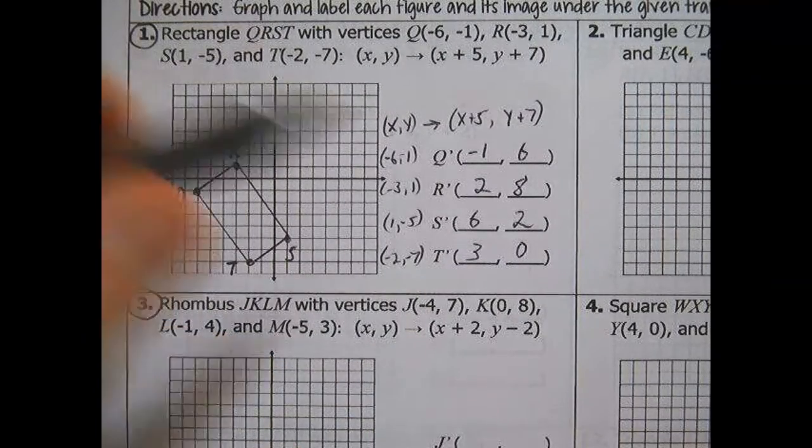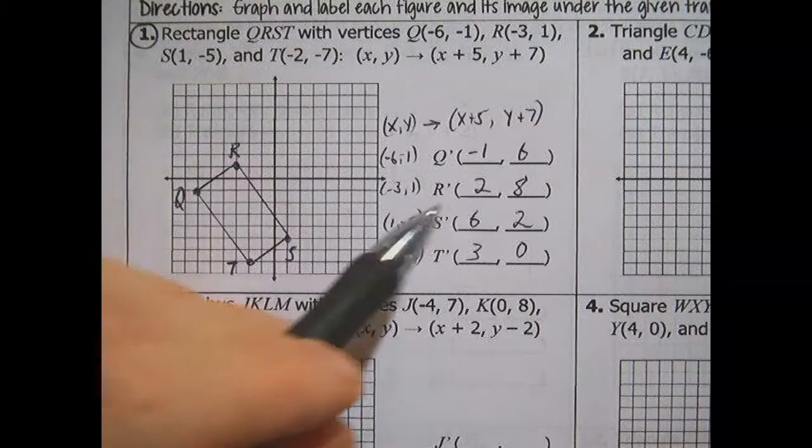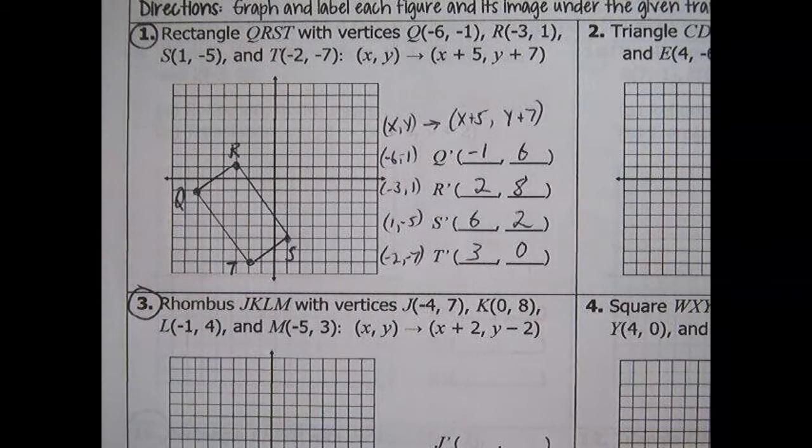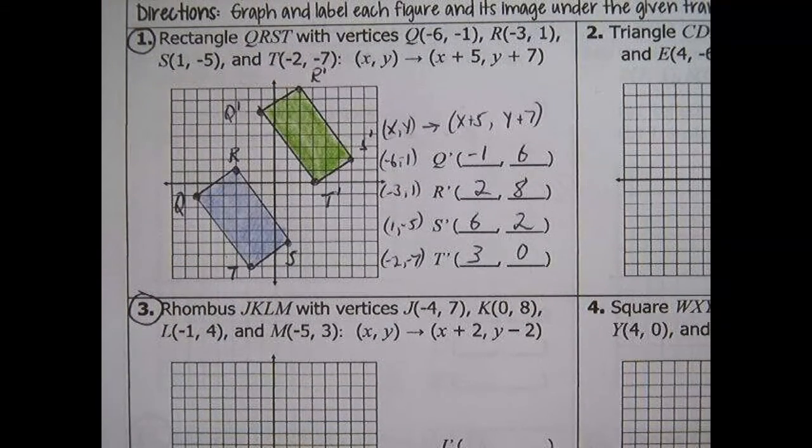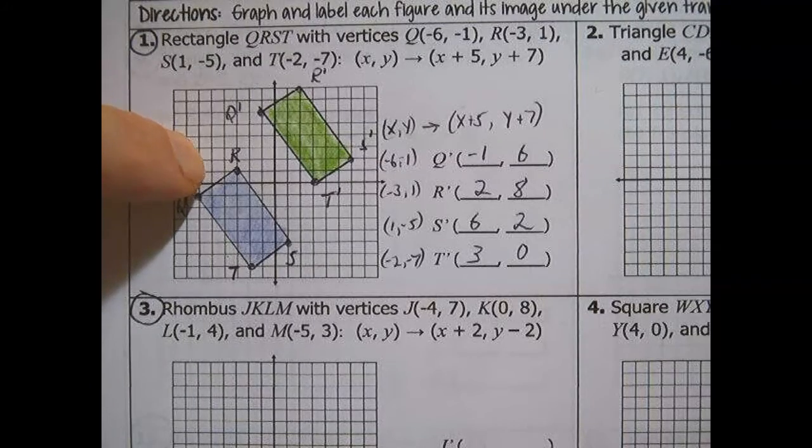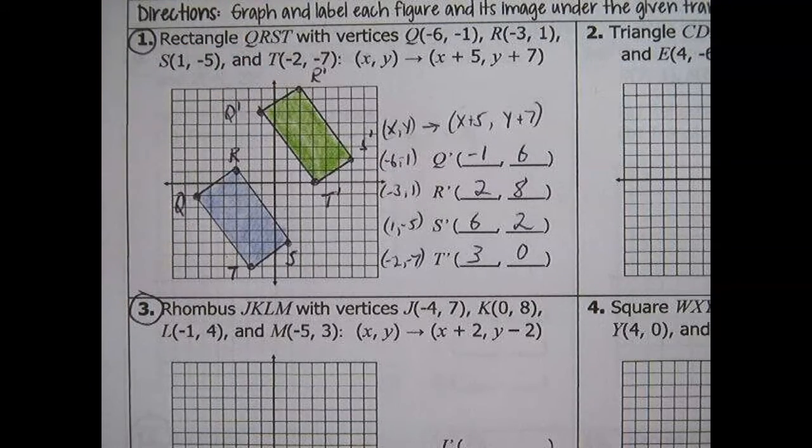Now I'm going to plot them. So I have -1, 6. I'm just going to plot these 4 points and come back to you. Okay, so there it is. I've plotted my pre-image in blue, my image in green. It does look strangely like the image is a wider rectangle, but they're not. They're the same. And there's the first one.